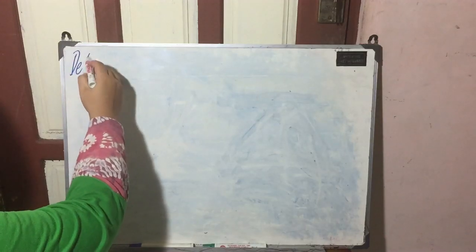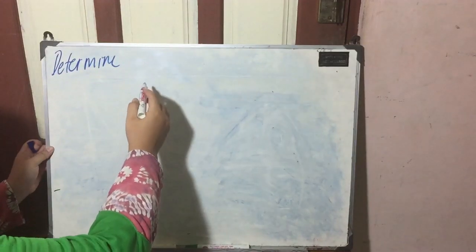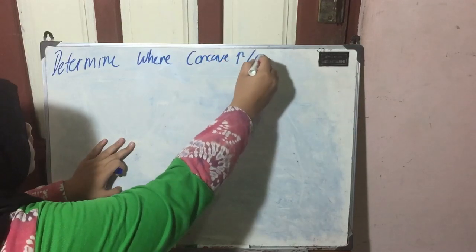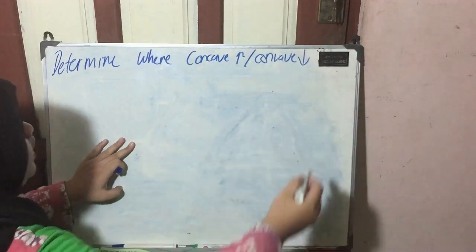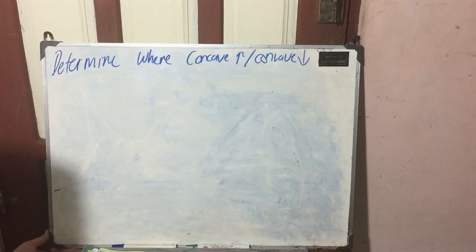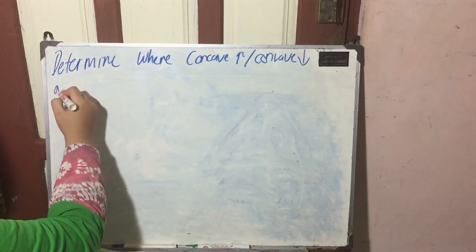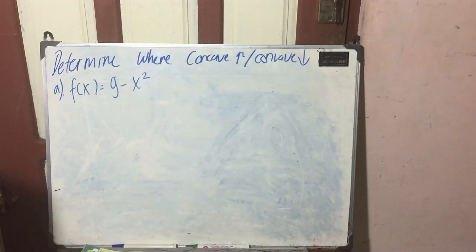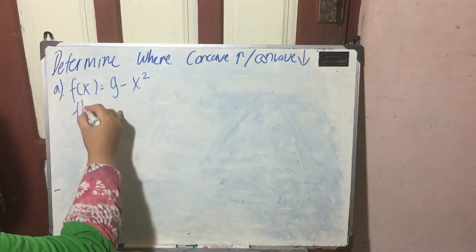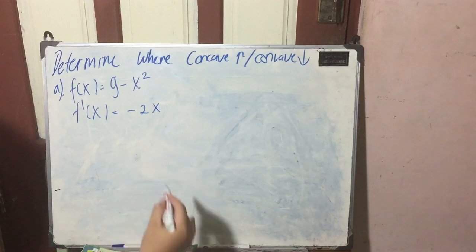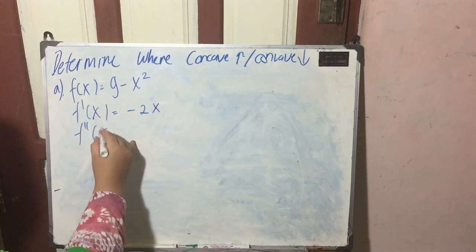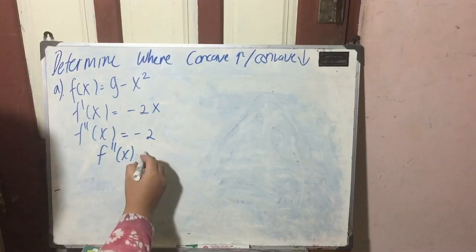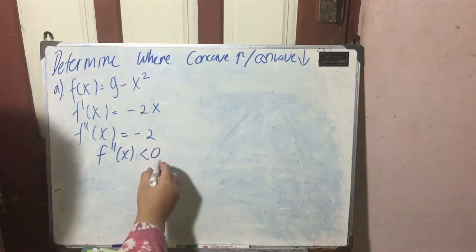Determine where it is concave up and concave down. Okay everyone, determine where it is concave up and concave down. From here, f(x) is equal to 9 minus x squared. So you need to find the first derivative of this one. The first derivative is minus 2x. And then the second derivative of f(x) is minus 2. Since the second derivative is less than 0, this one is concave down.